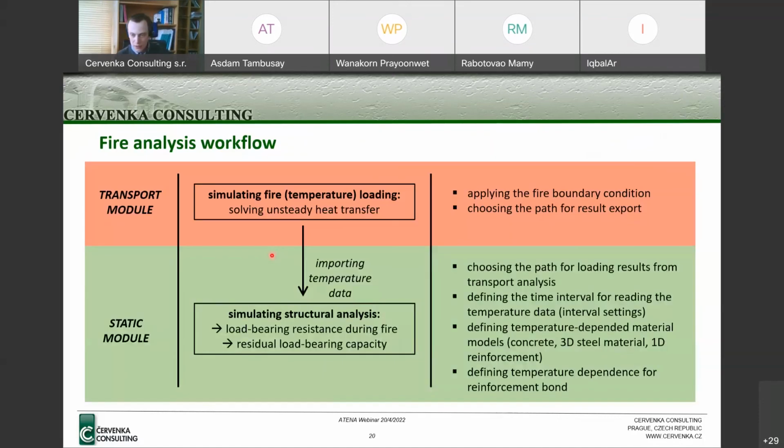So that was the end of the example for the durability analysis. And before moving to fire analysis, I will check the chat box if we have some other questions.